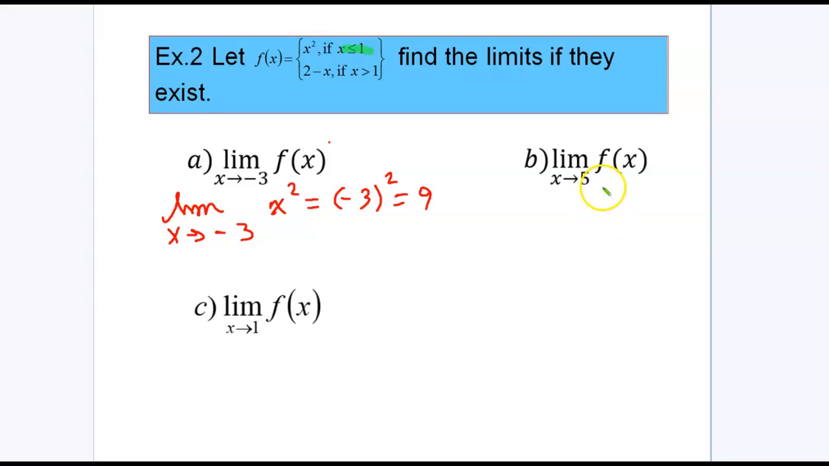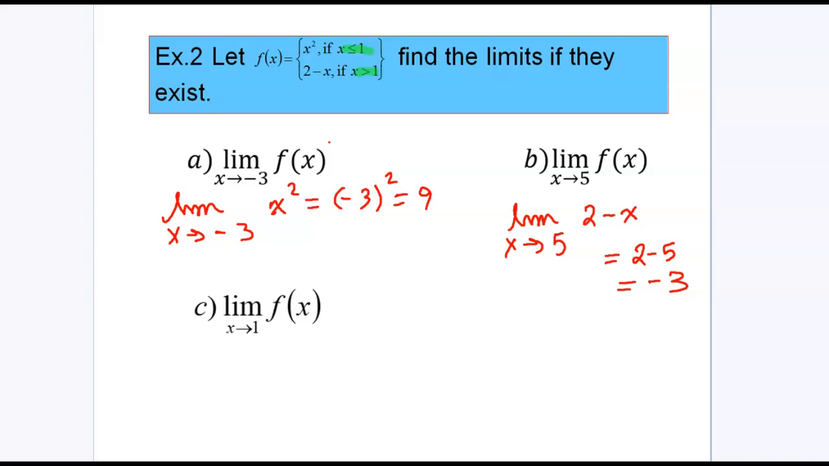The next example is the limit as x approaches 5, and 5 fits into that domain. So therefore, I'm going to rewrite this function: the limit as x approaches 5 of 2 minus x. Direct substitution is going to result in a limit of -3.